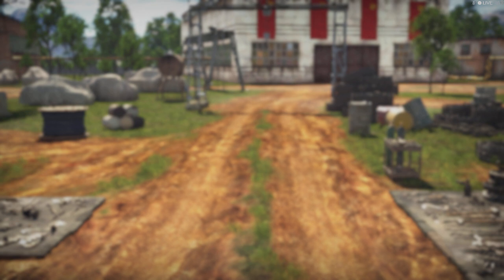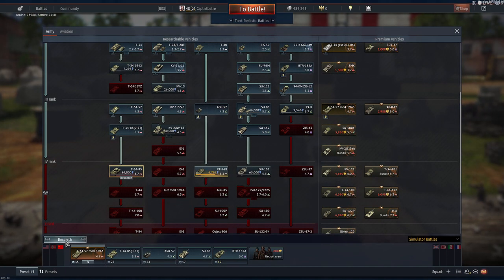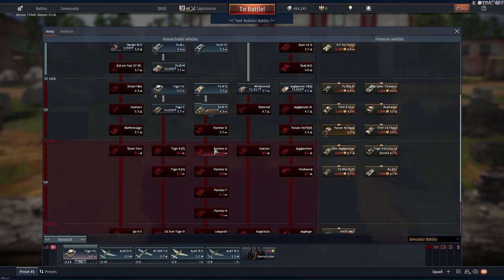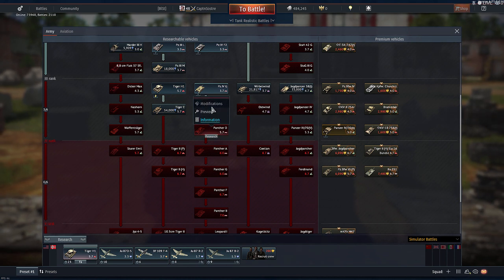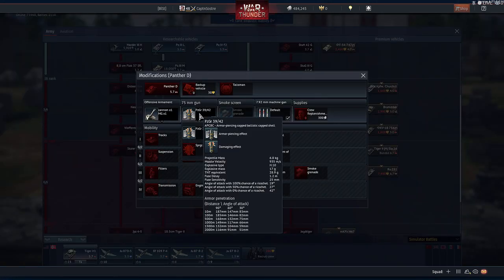So let's take a look back at that Panther and see whether a shell would go through and at what ranges. So we're going to head over here, modifications. We'll take a look at this shell right here. We can see at 10 meters it goes through 83 millimeters. At 100 meters it goes through 82 millimeters. So at 500 meters, this shell will stop effectively going through the driver's hatch, 75 millimeters. However, this shell should go through any other part of that front plate for pretty much any distance you'll see in the game.